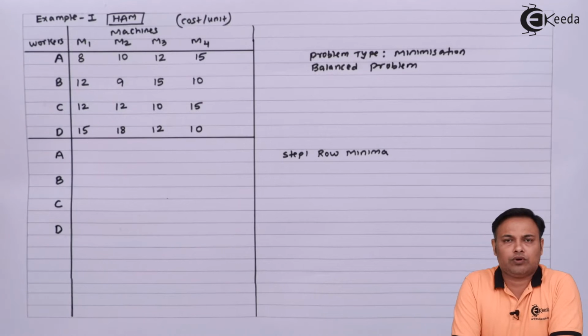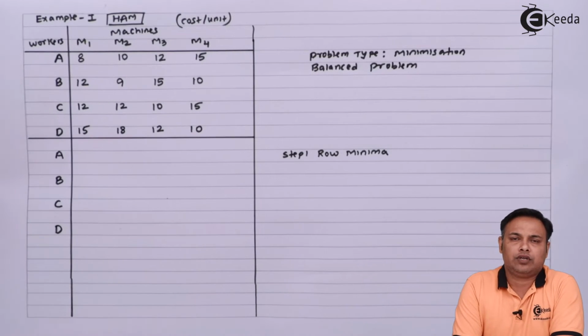Now what we need to do under row minima, in every row we select the lowest number and subtract all the numbers of that row from the lowest number. हर रो में सबसे छोटा नंबर सिलेक्ट करना है और उस रो के सभी नंबर्स को, सभी वैल्यूज को उस छोटे वाले नंबर से माइनस करना है.